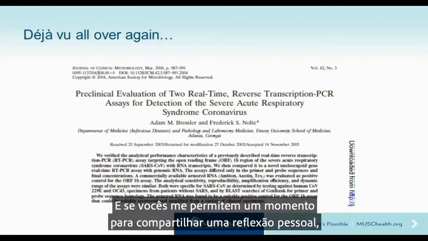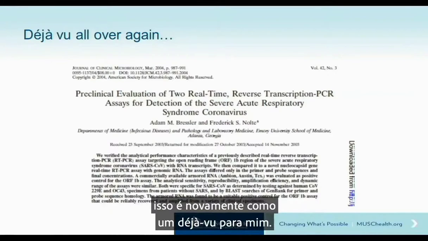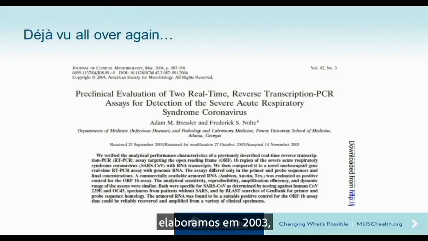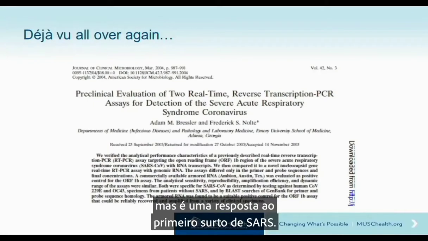And if you'll just permit me a moment to share a personal reflection. This is deja vu all over again for me. This is a publication that we put together in 2003, but it is in response to the first SARS outbreak.